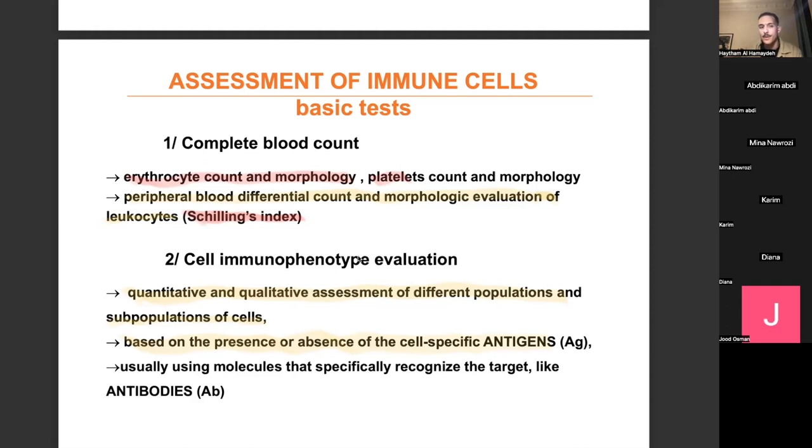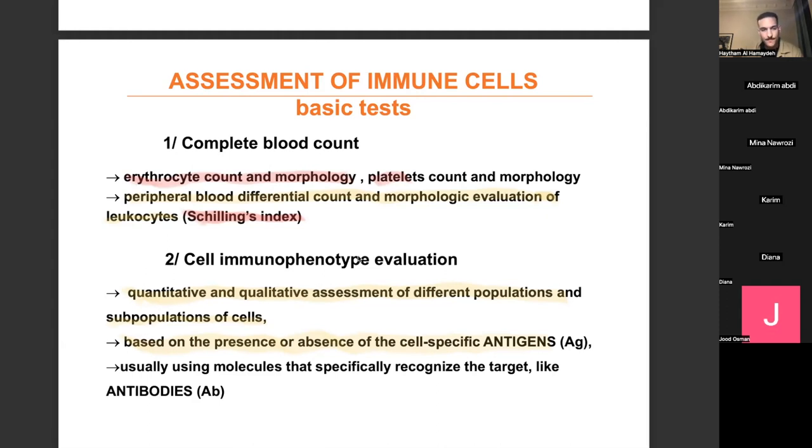Next is cell immunophenotype evaluation. In this case, we are counting the number of cells that have a specific antigen on their cell surface. And in this case, we are using antibodies. Antibodies will help us count the number of cells that have, let's say, CD3 on their membrane, or how many cells contain CD4 on their membrane. And this is basically the two tests mentioned here.